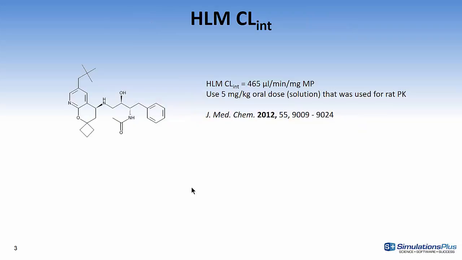This slide shows the structure of the compound I'm going to import. The human liver microsomal clearance data comes from this article in the Journal of Medicinal Chemistry. The intrinsic clearance is 465 microliter per minute per milligram of microsomal protein. This compound was also used to perform a rat PK study, and there they used an oral solution dose of 5 mg per kg, so that's how I'm going to set up this simulation.